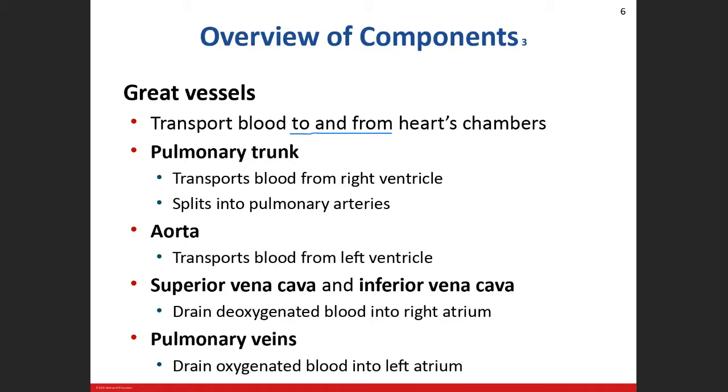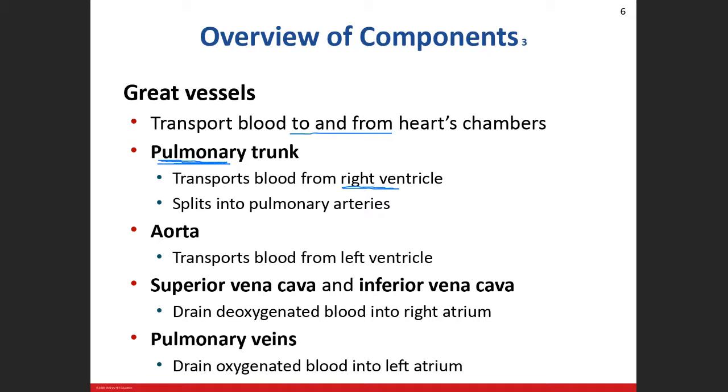Okay, so as you see here, we have 4 different ones. We have what's called the pulmonary trunk, and when you see pulmonary, think lungs. The pulmonary trunk is going to transport deoxygenated blood from the heart's right ventricle to the lungs. So it comes from the right ventricle. Remember, the right side of the heart is deoxygenated, or blue.